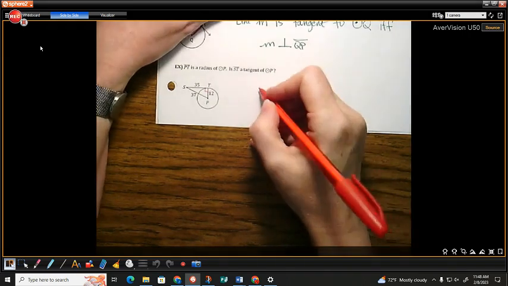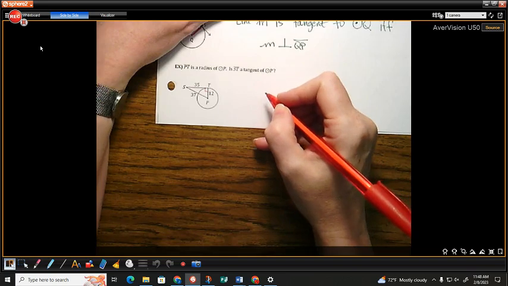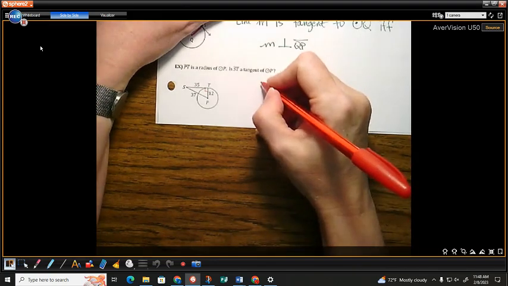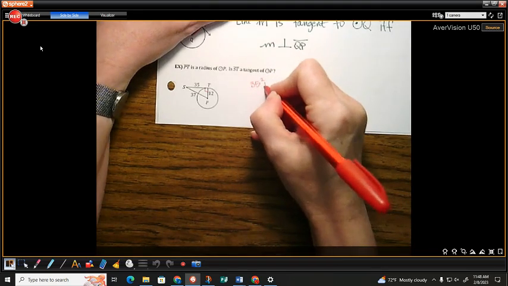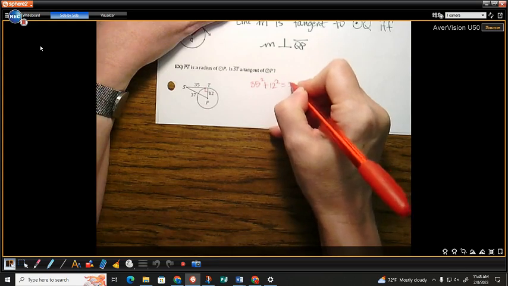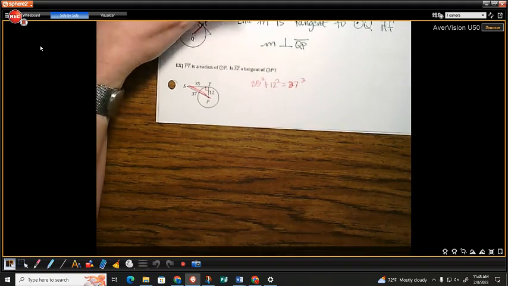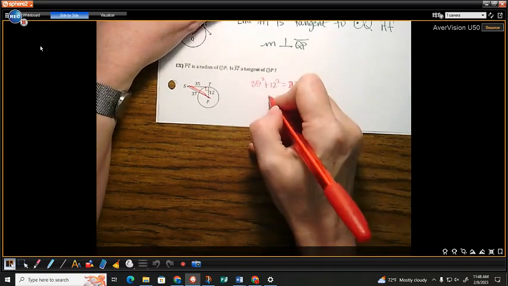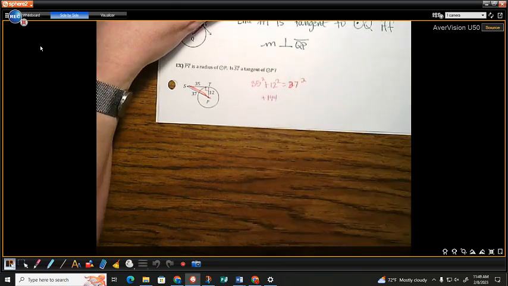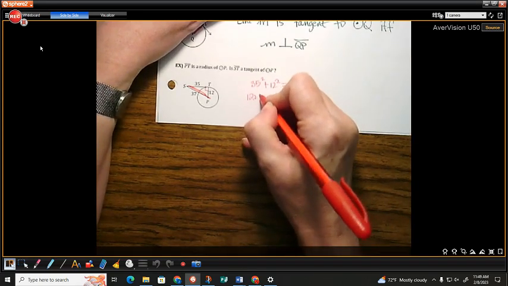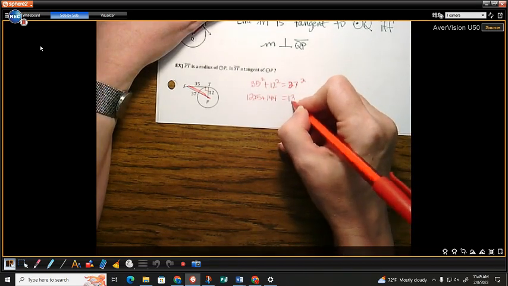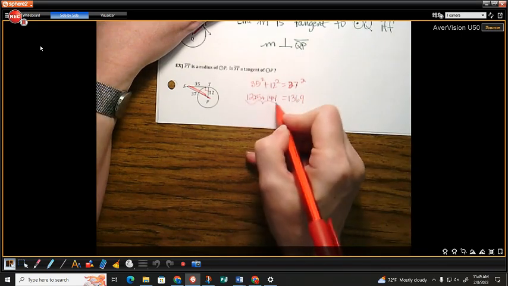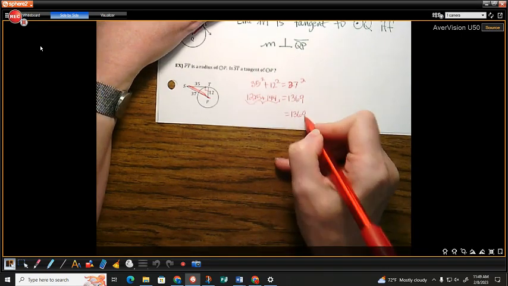So let's test it. What would we plug in? 35 squared plus 12 squared equals 37 squared. And so you have calculators, and you start typing stuff in. I know 12 squared is 144. How much is 35 squared? 1225. And how much was 37 squared? 1369. So someone type this sum in. Does it equal 1369? Yes.